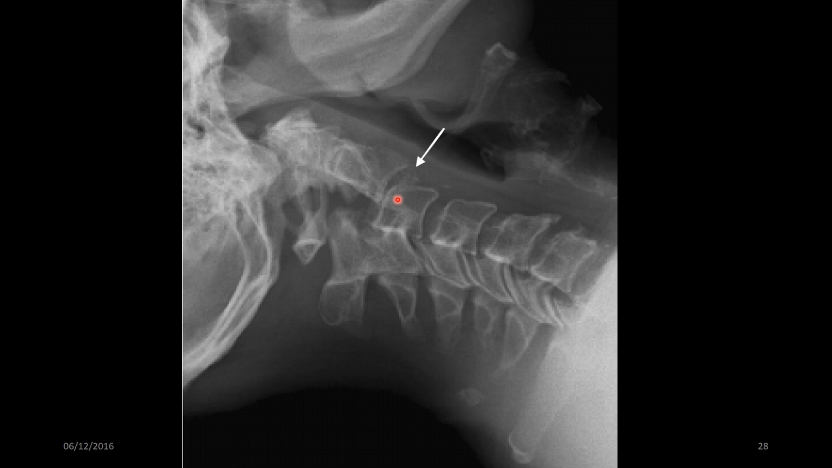So they've got a fracture, we need to be careful with him, we need to log roll him. That's the type of method to minimise movement to the cervical spine. And then there are other indications. So that's the lateral cervical spine.